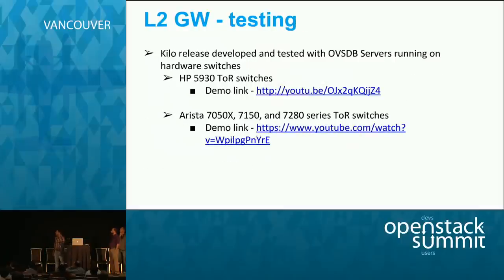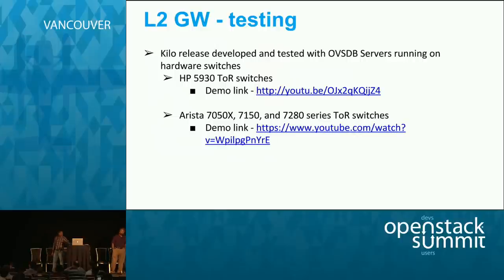Coming to testing, we have tested this L2 gateway solution on the HP 5930 switches, as well as Arista's 7000 series switches. We have a recorded demo available on YouTube. For both switches, we have native OVSDB server instances running, which embrace the hardware VTEP schema. This Kilo-based L2 gateway code is successfully tested, and we have achieved end-to-end functionality.